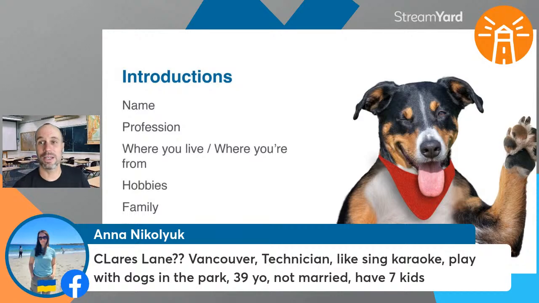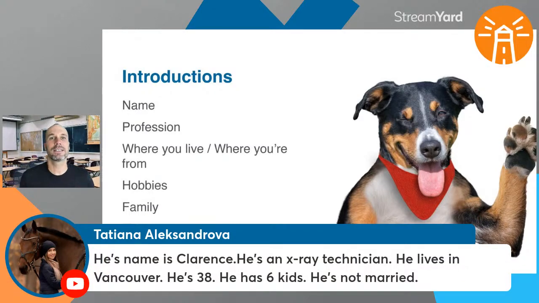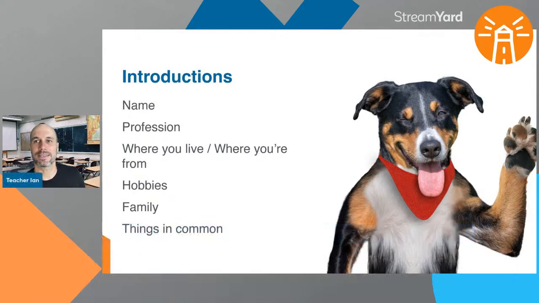Awesome. So if anybody else is writing, please continue. All right, Tatiana. Yeah, that's how I would spell Clarence. Clarence. He's an X-ray technician. He lives in Vancouver. He's 38. I think he has 7 kids instead of 6, and he's not married. So almost perfect. Tatiana, 95% correct, except for the number of kids.